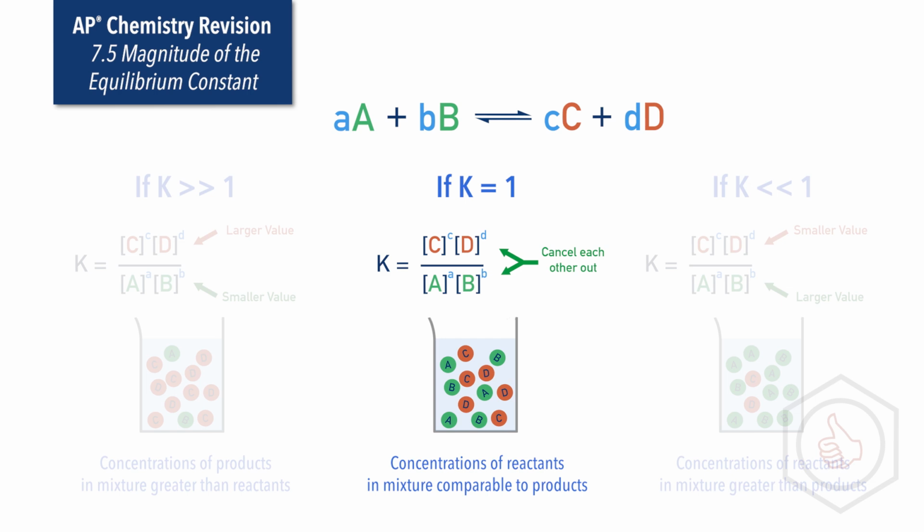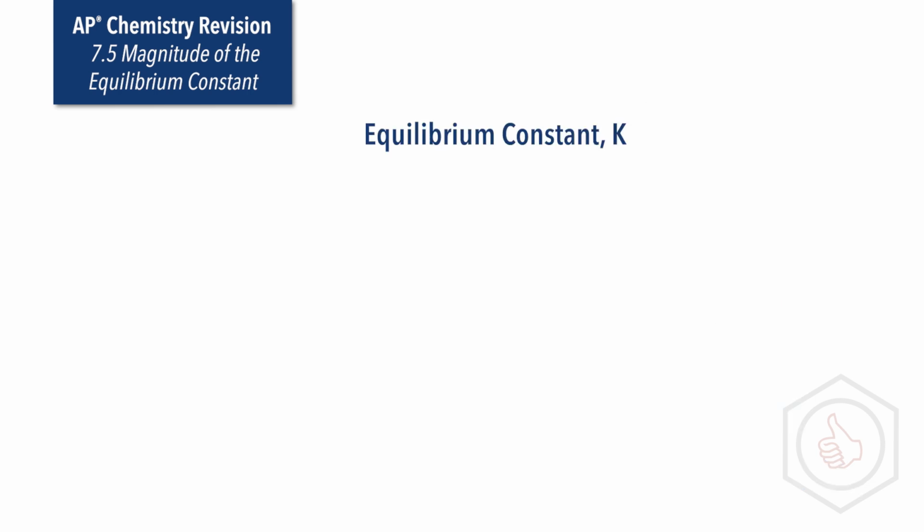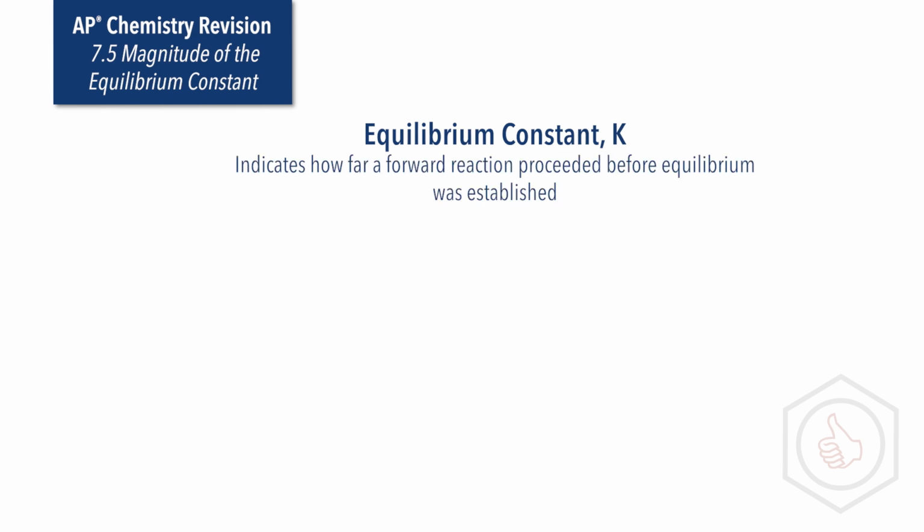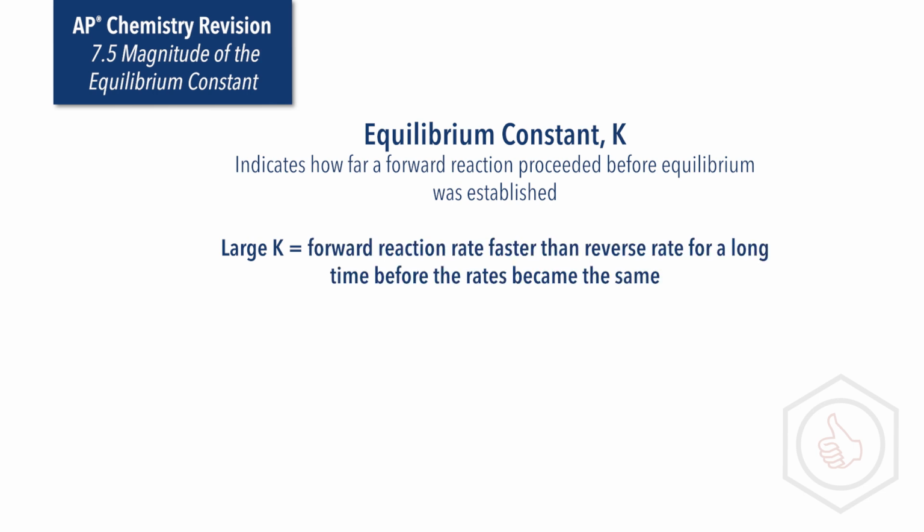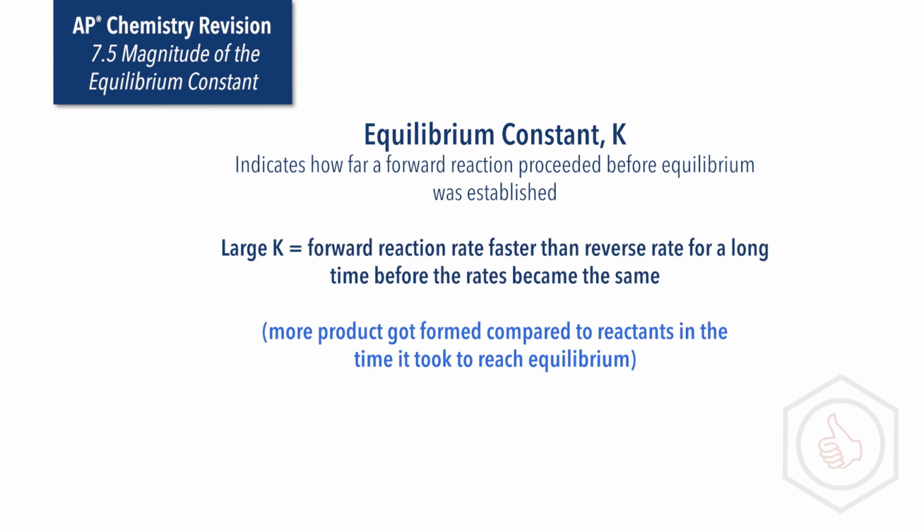Another way of looking at this is that the size of K indicates how far a reaction proceeded before equilibrium was established. So if K is very big, that tells us that the forward reaction rate was faster than the reverse reaction rate for a long time before the reaction rates became the same. In other words, more product got formed than reactant until the system got to equilibrium, meaning the equilibrium mixture contains a greater proportion of product compared to reactant.